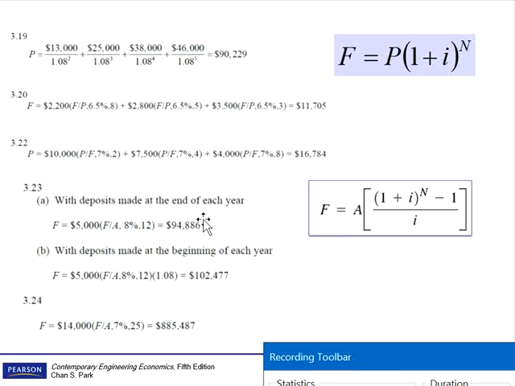This is how you solve it if payments are made at the beginning of year. This is the only difference. You continue until part A and then multiply. If it is beginning of year, you need to multiply your answer, whatever your F, with 1 plus I. Hope it's clear. If it's not clear, just send me a WhatsApp message as well.